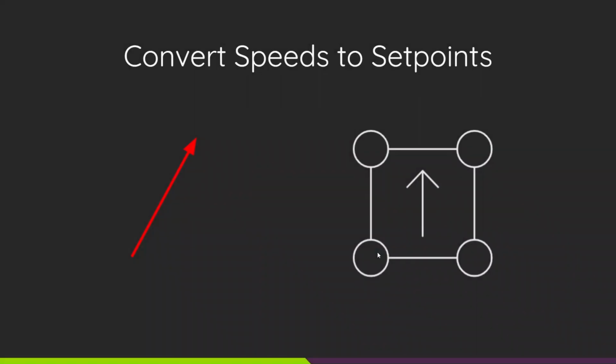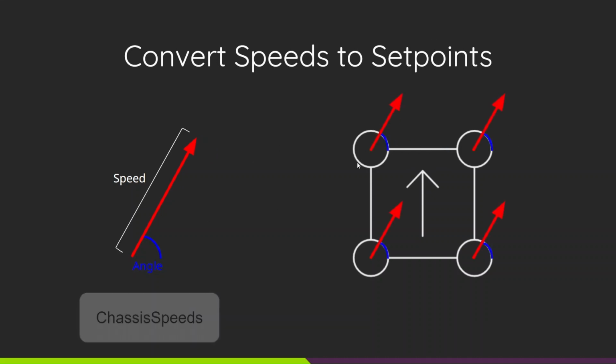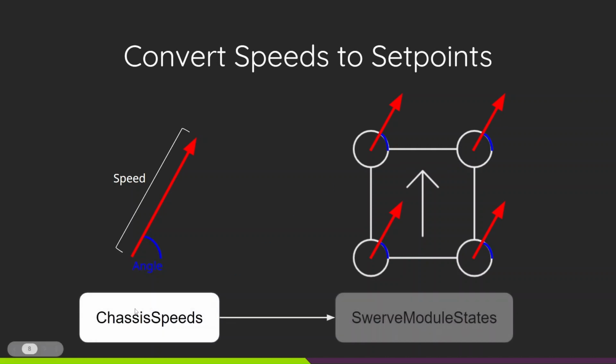Okay, now let's look at how we convert these speeds to set points. For example, let's say we want our robot to go this way. There's a specified speed and angle associated with this set point, and we want all the modules to have that angle and that speed as well. So we take our chassis speeds and convert them to something called swerve module states, which represents the state for each individual swerve module.